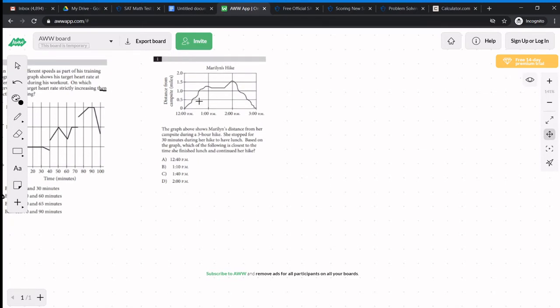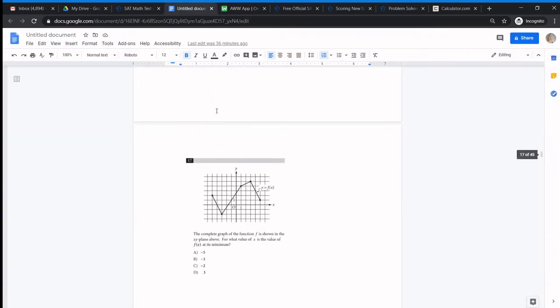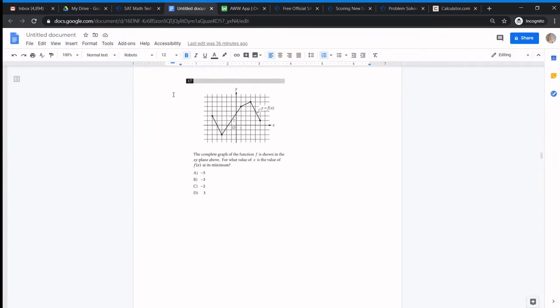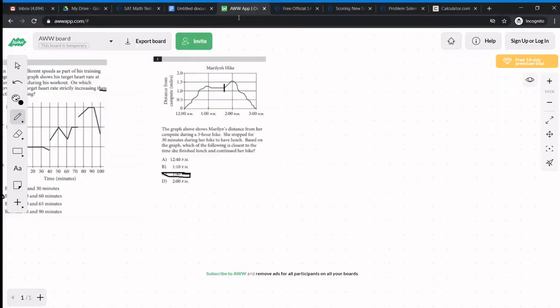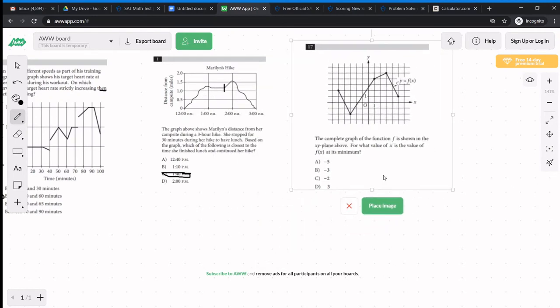having lunch. So at the end of this part, right here, I'd say it's around 1:40, right? It's obviously not 1:10, that's when she starts it. It's closer to 1:40. It's not 2, it's not all the way over here. It's not 12:40, 12:40 is way back here. So yeah, it is 1:40. So that is our answer, C. All it is is understanding what the graph is asking for and being able to deliver.